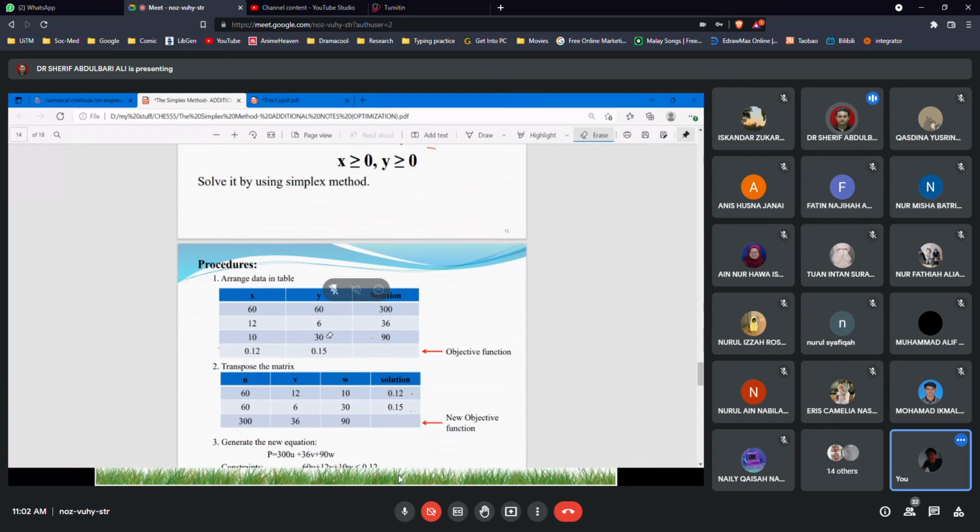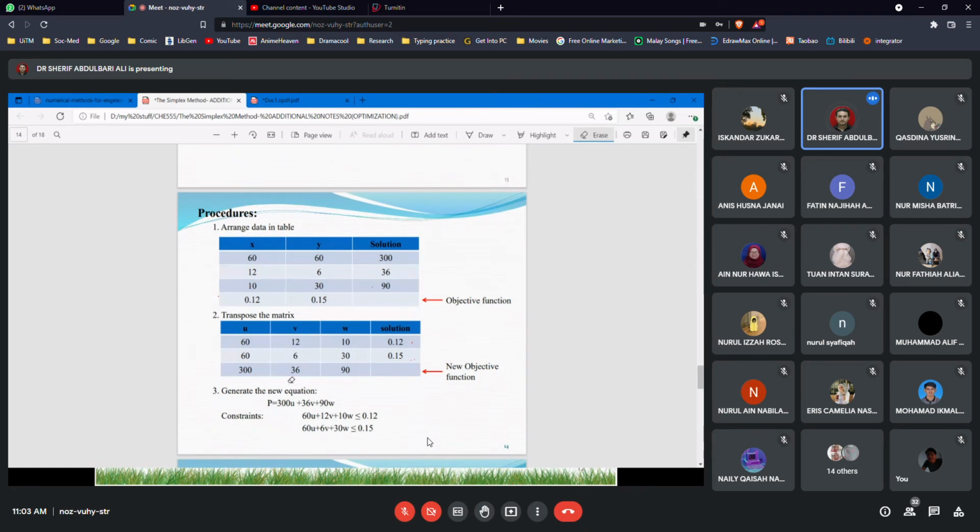Yes, because now this is going to be considered your new maximization problem. So your objective function is 300 plus 36 plus 90. This is your objective function now. And your first constraint is 60U plus 12V plus 10W less than or equal to 0.12. And your second constraint is 60U, 6V, and 30V less than or equal to 0.15.